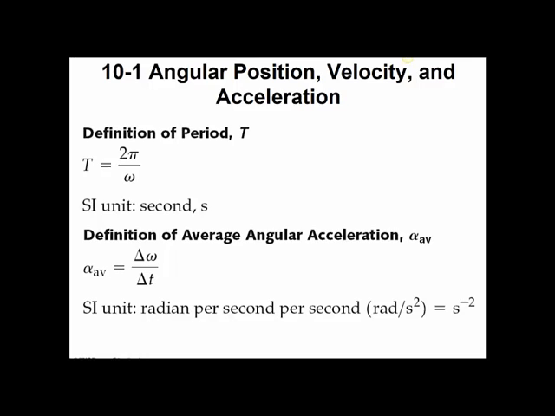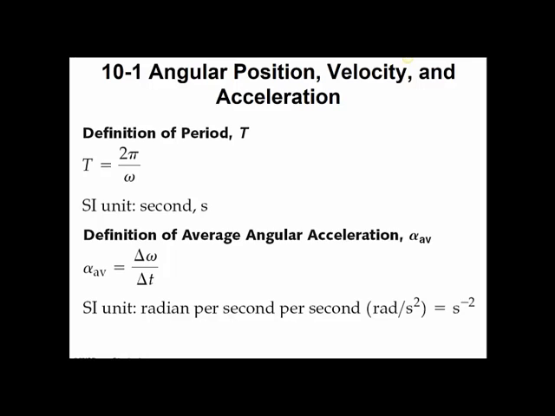Also, since we're dealing with rotation, we would want to have some measure of time. And the measure of time we're going to use is the time for 1 period, T, or the time for 1 rotation, which can be found by taking 2 pi radians and dividing it by the angular velocity omega, which is measured in radians per second. The units of that period T will be seconds.